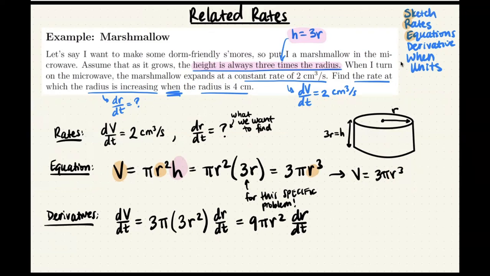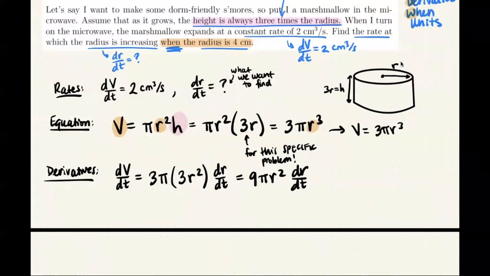So we just did derivatives. Now we need the when, when we're trying to solve for something when something happens. The when here is when the radius is 4 centimeters. We don't have to do any unit conversions because my volume is in centimeters cubed and my radius is in centimeters, so everything has the same length units.